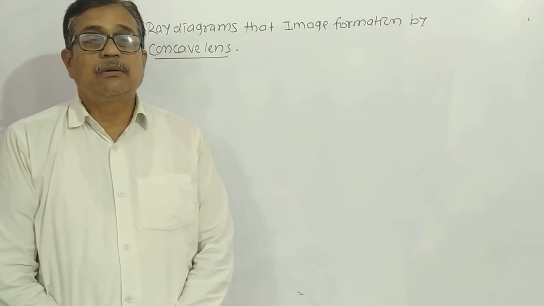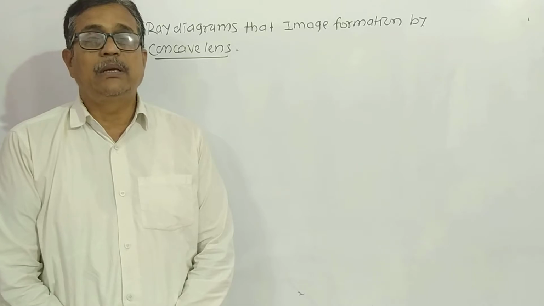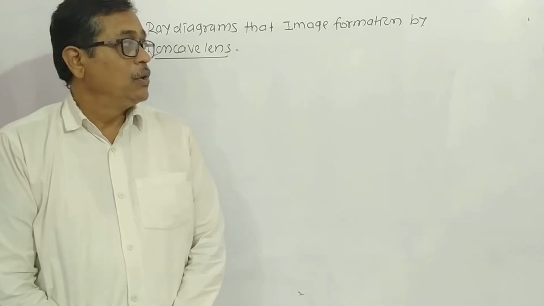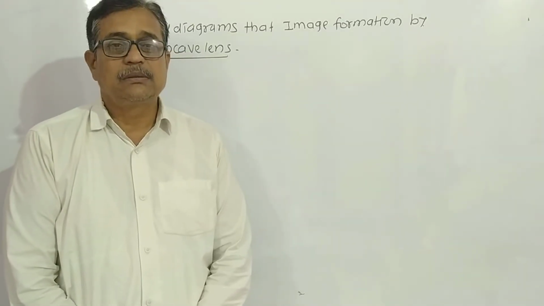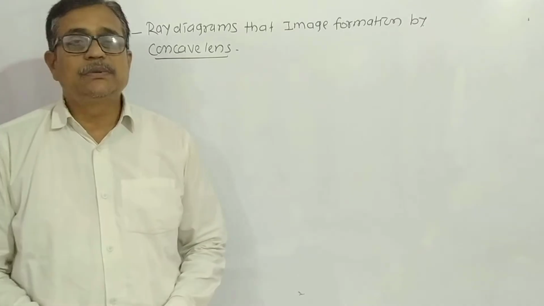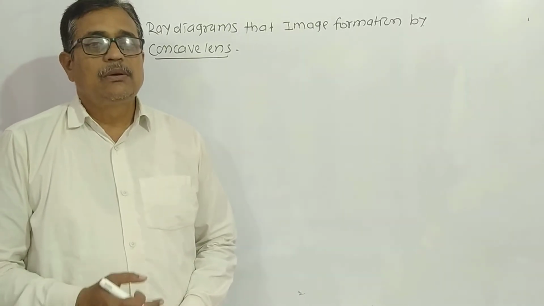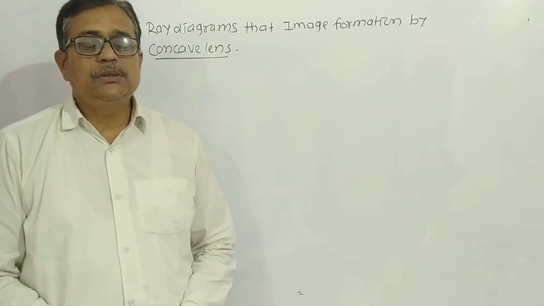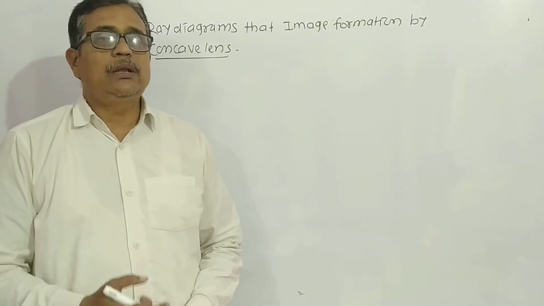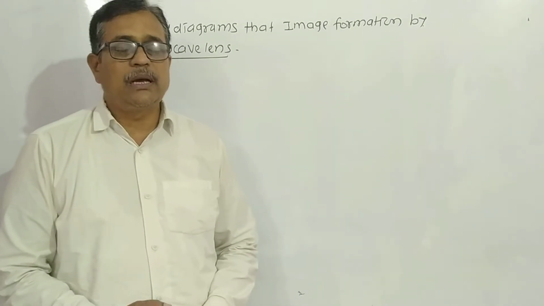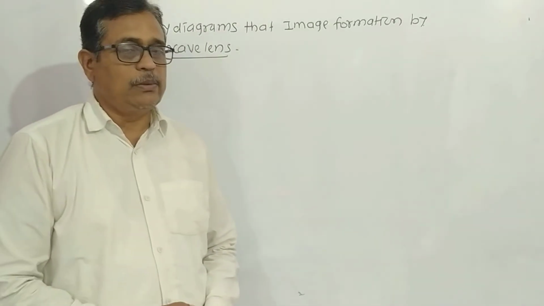Before this video lecture, we studied the rules which are used to draw the ray diagram by using the concave lens. Today we study the ray diagram by concave lens. You are given a position of object, then by drawing the diagram using the rules, we can denote the position of image, the nature of image and the size of image.